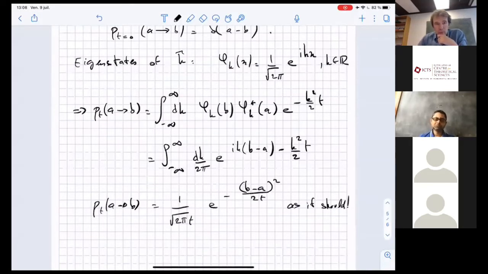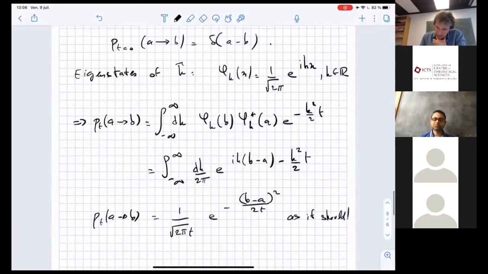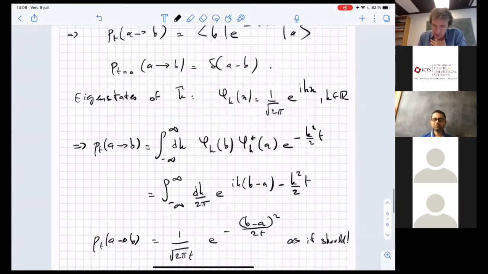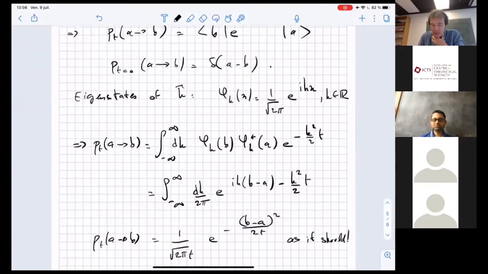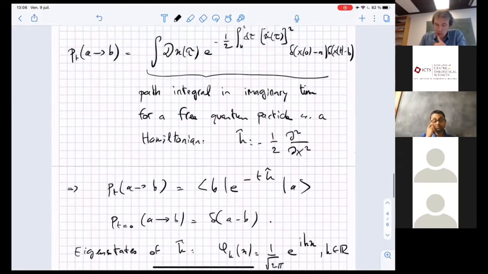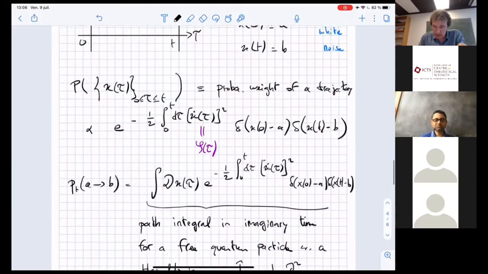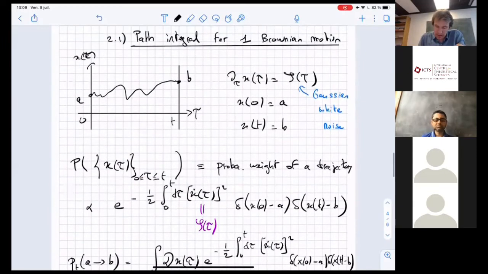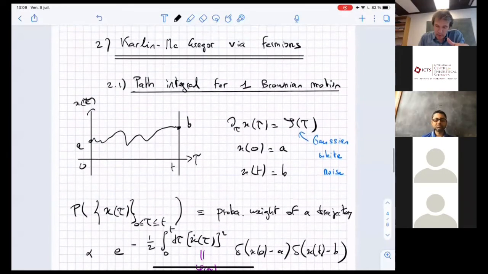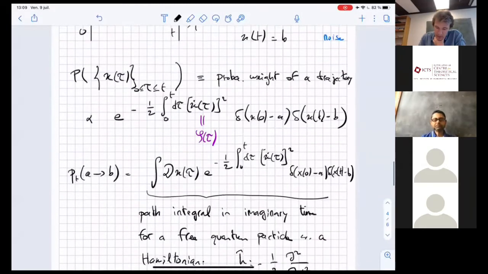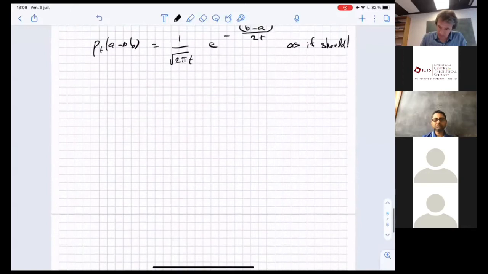So somehow we would like to find... So that's a nice way to compute the propagator. It's certainly not the easiest one in this case, but it seems to work. So now what we would like to have essentially is to extend this interpretation to the case of non-intersecting Brownian motions. Okay, so that's what we want to do now.